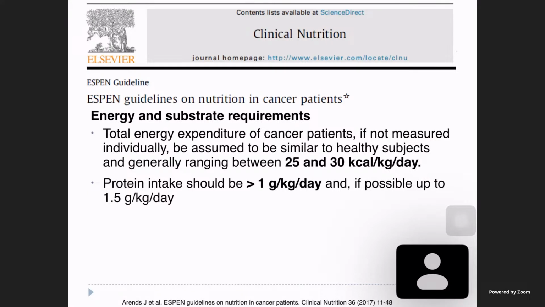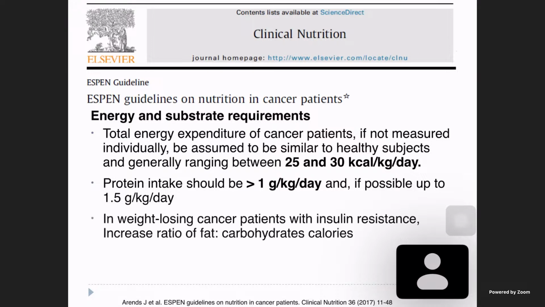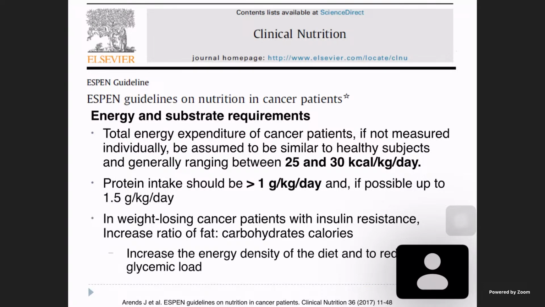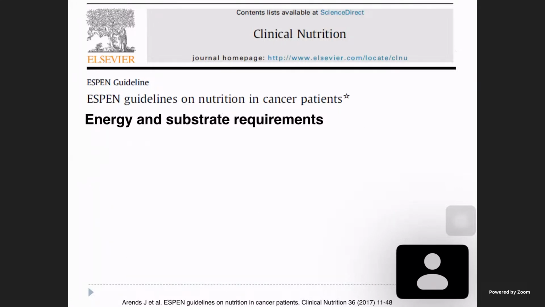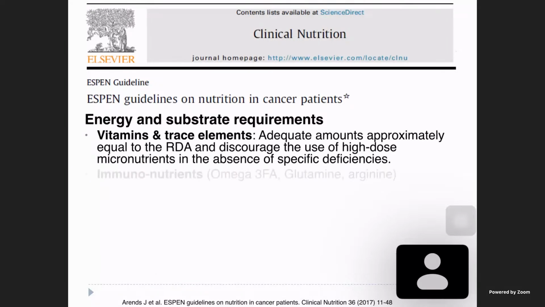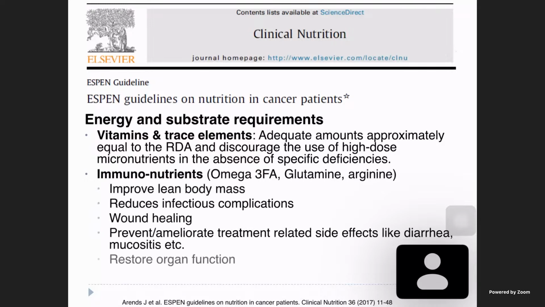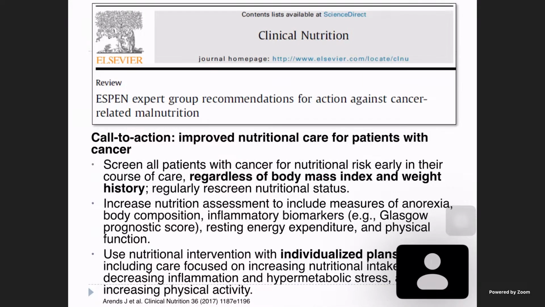if not measured individually, can be assumed to be similar to healthy subjects, generally ranging between 25 to 30 kilocalories per kg per day. And the protein intake should be around 1 to 1.5 grams per kg per day, and possibly on the higher side. In weight losing patients who have cancer and insulin resistance, the ratio of fat to carbohydrate calories should be increased. Then vitamins and the trace elements. The diet, when we say balanced, should have adequate micronutrients also.